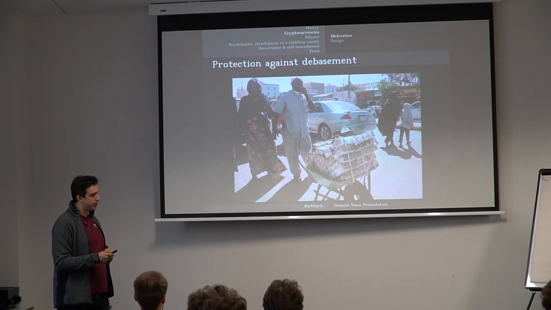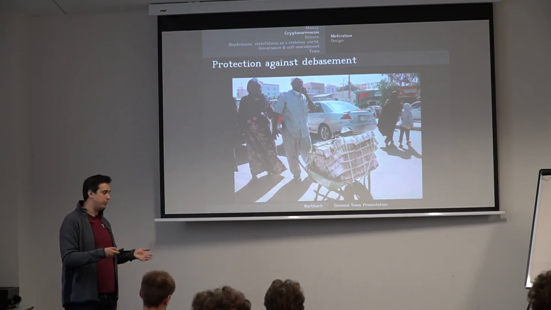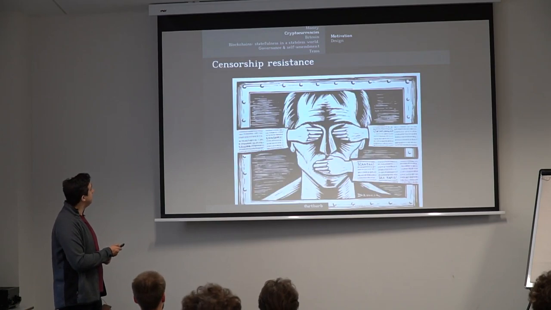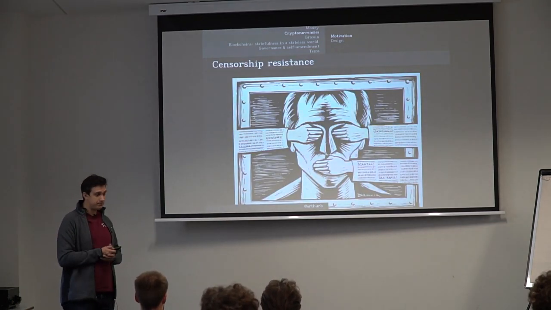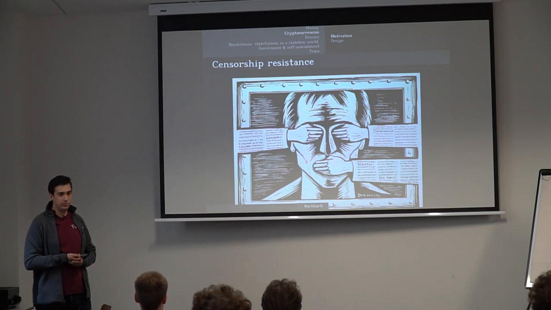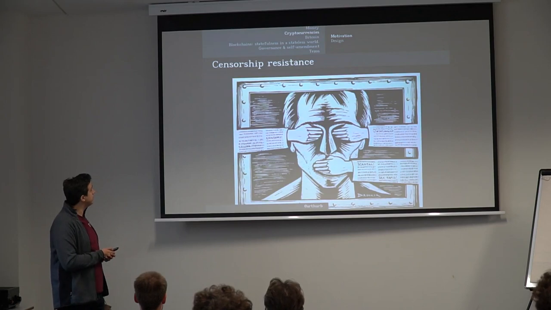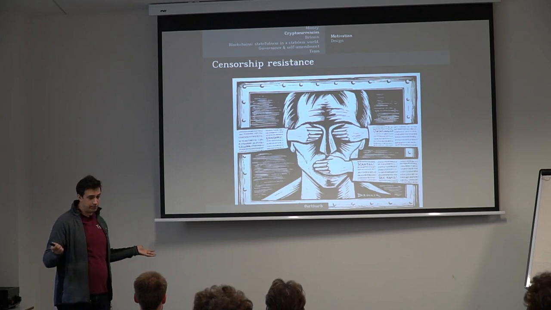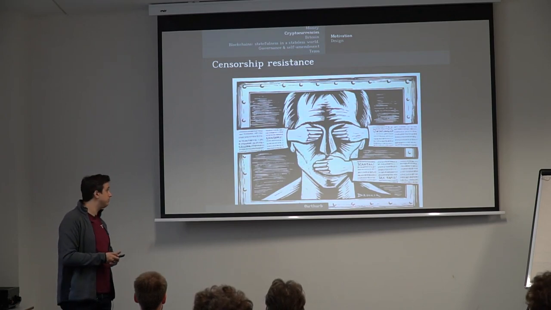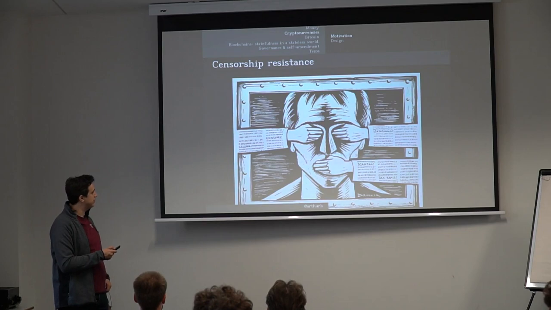It seems to be less of a problem now in developed countries, which have developed independent central banks and more protections against that. Censorship resistance. So today, if you use your money, you need to have someone's permission to use your money. And that can be potentially problematic if you're a political dissident, for example. You might want to be able to use your money without asking permission from your government in the first place.